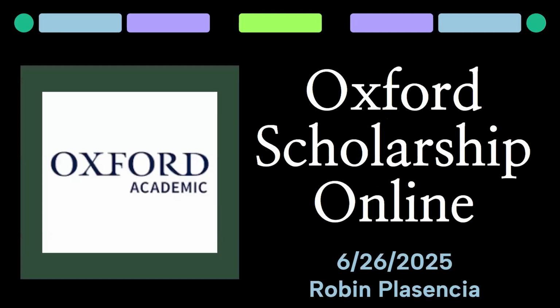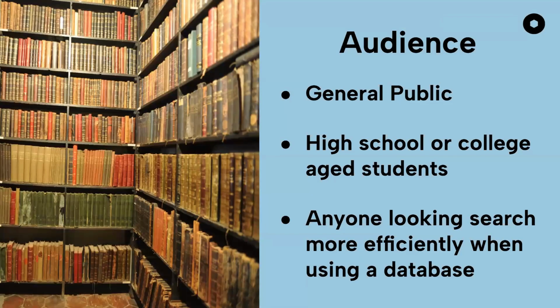Now, today, to teach this, I'm going to use Oxford Scholarship Online, which is a database through Oxford University. Something interesting is that when you click this database, it suddenly changes its name to Oxford Academic. So I just want to make that clear to avoid any confusion.